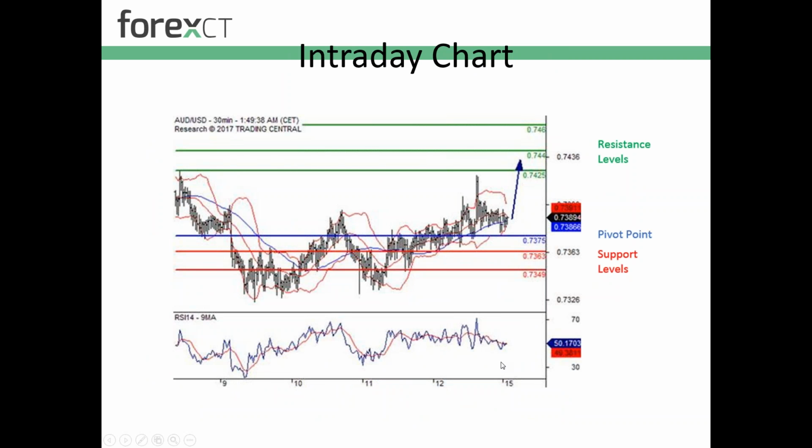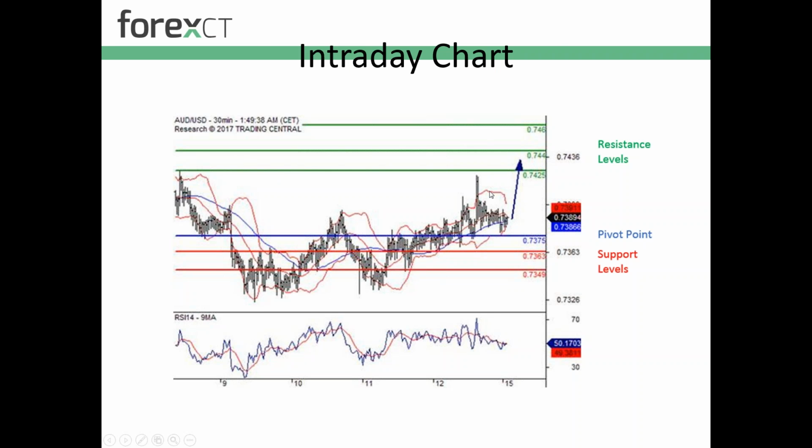And the period that the chart tracks only goes back for the last 5 days or so. And this chart shows much shorter term movement. And in this case, they believe that the market is going to pivot around the 0.7375 mark over the next day or so. And ultimately, they believe that it's heading towards that second resistance level at 0.7440.